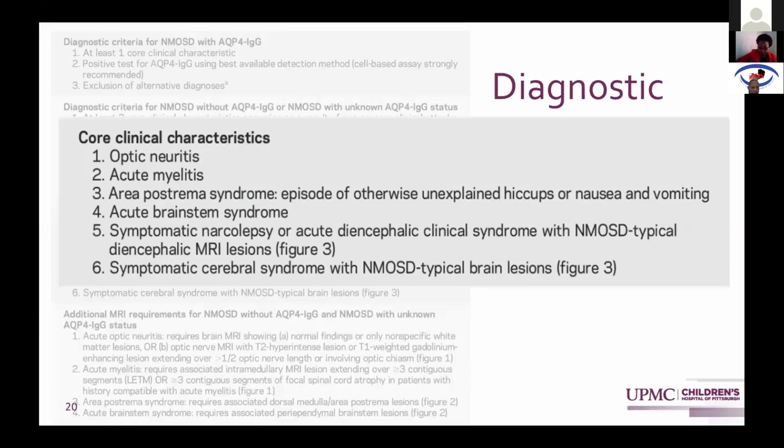Now let's look at these core clinical characteristics. These include optic neuritis, acute myelitis, area postrema syndrome, which is an episode of otherwise unexplained hiccups, nausea, or vomiting. This is because of the involvement of the dorsal medulla, which is very particular to this disease. Acute brainstem syndrome, symptomatic narcolepsy, or symptomatic cerebral syndrome with NMOSD.